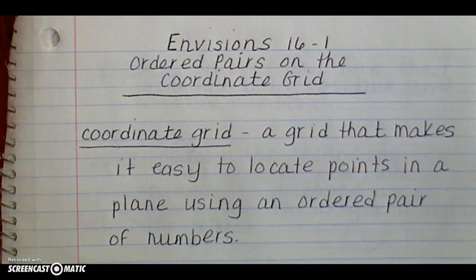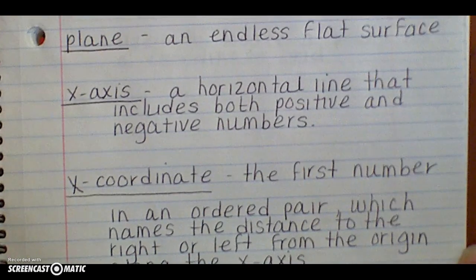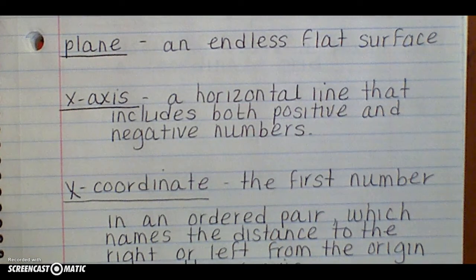The first definition is coordinate grid. It is a grid that makes it easy to locate points in a plane using an ordered pair of numbers. A plane, not like the one you fly in, this is different. It is an endless flat surface. The x-axis, a horizontal line that includes both positive and negative numbers.